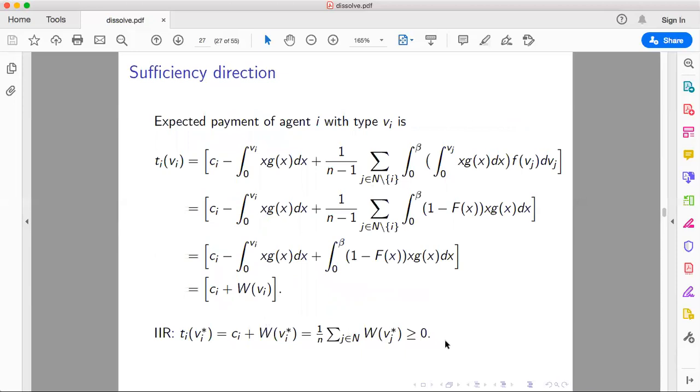Sir, till now we have not shown that Ti(Vi) is of the form which satisfies Bayesian incentive compatibility, no? We haven't shown that. We haven't shown Bayesian incentive compatibility yet. I showed you interim IR first. Yeah, you're right.